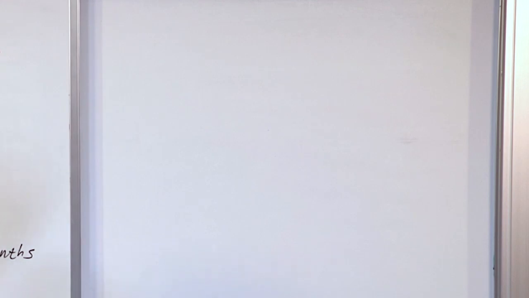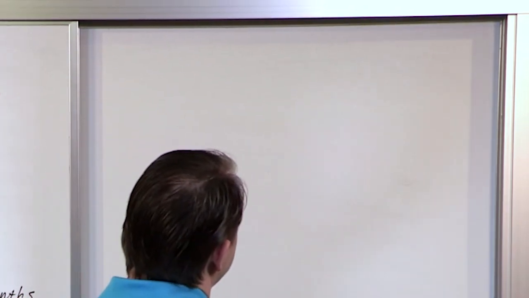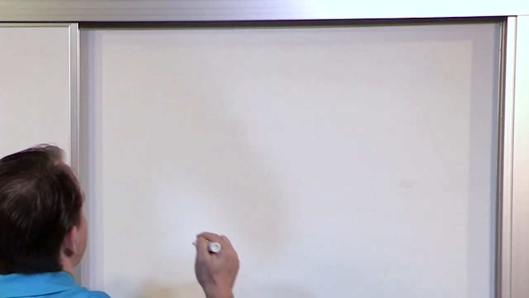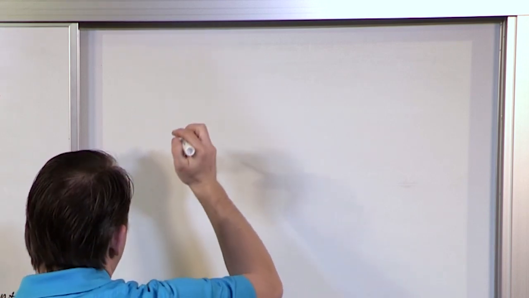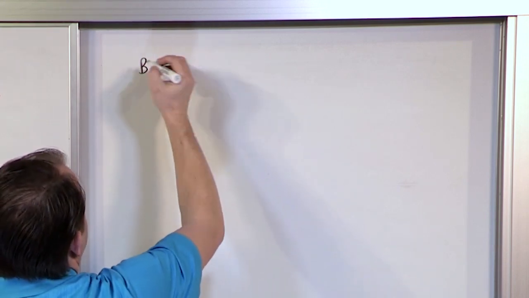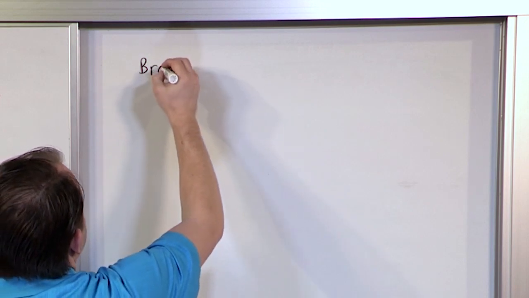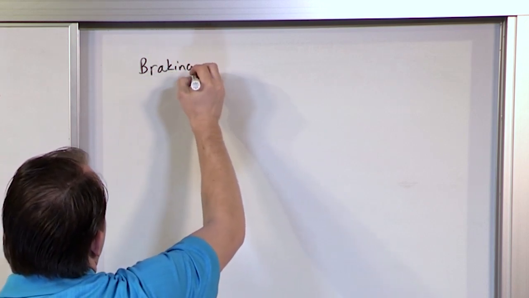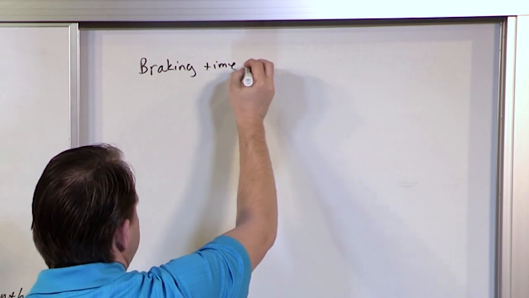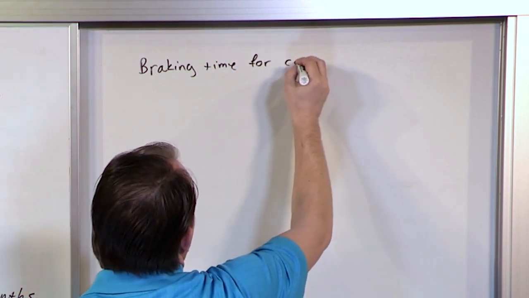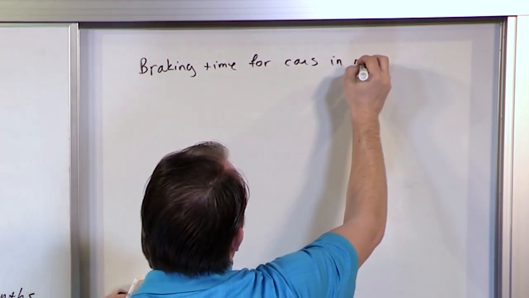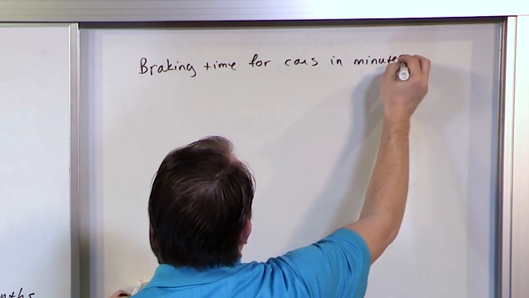So for the last part of this lesson, let's go ahead and construct a histogram by hand. So let's go ahead and look at our raw data. This would be, let's say we're doing a study and we're looking at the braking time for cars in minutes. Now you know what I mean, right?